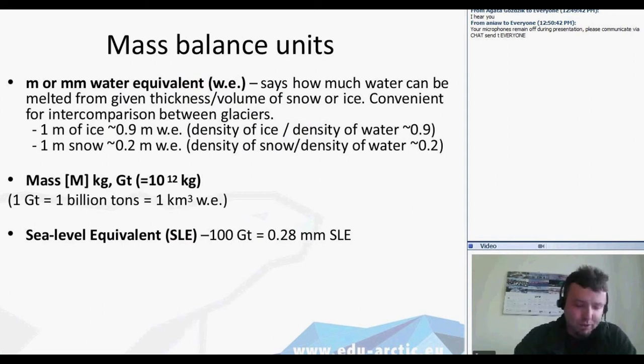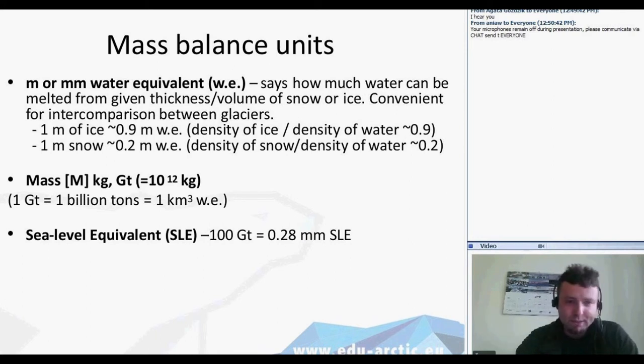There are different units of mass balance. We usually use in publications water equivalent, which is in meters or millimeters of water. It says how much water can be melted from a given thickness or volume of snow or ice. So for example, when you have 1 meter of ice, 0.9 meter is water equivalent, because the density of ice per density of water is 0.9.